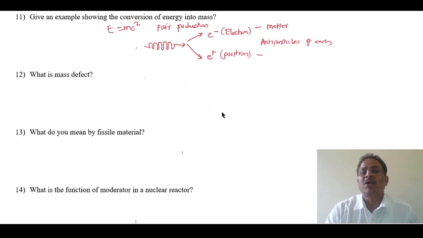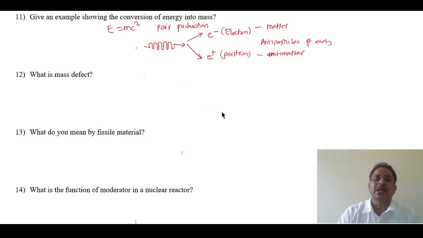So this is the matter of which we all are made up of, and there can be an antimatter where there exists every single antiparticle to every single particle in the matter. So here positron and electron are antiparticles of each other. From this energy, these two particles are created. This is the process which is called pair production, where energy gets converted into mass.